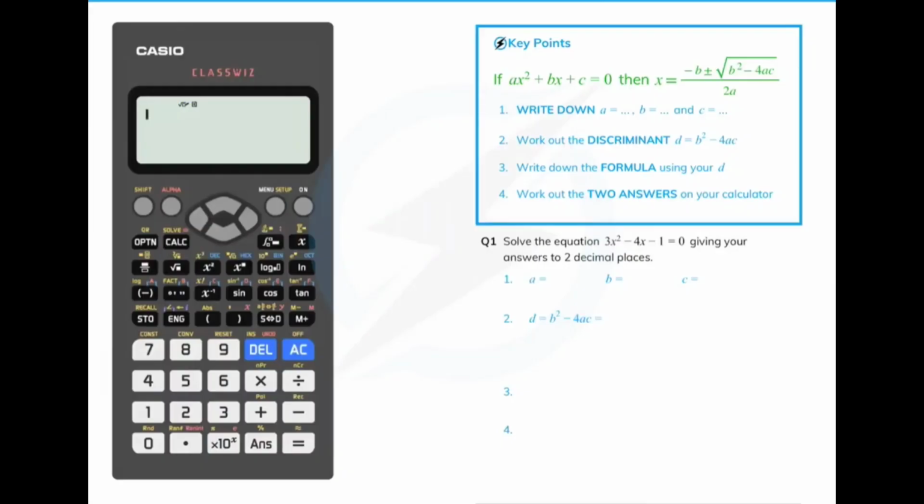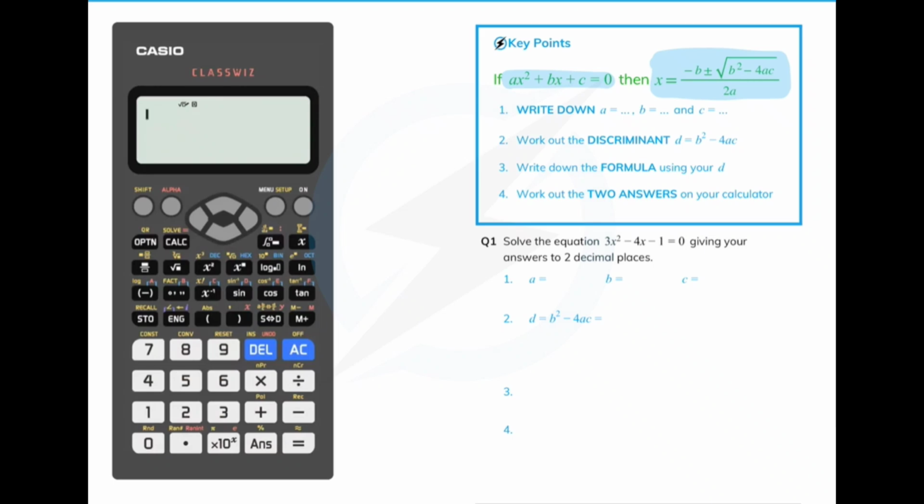So in this tutorial, we're going to look at solving quadratic equations using the quadratic formula. And I hope you recognize this thing here. That is the quadratic formula. Okay, and this one here is a general quadratic equation, ax squared plus bx plus c equals 0. A, b and c are just numbers.